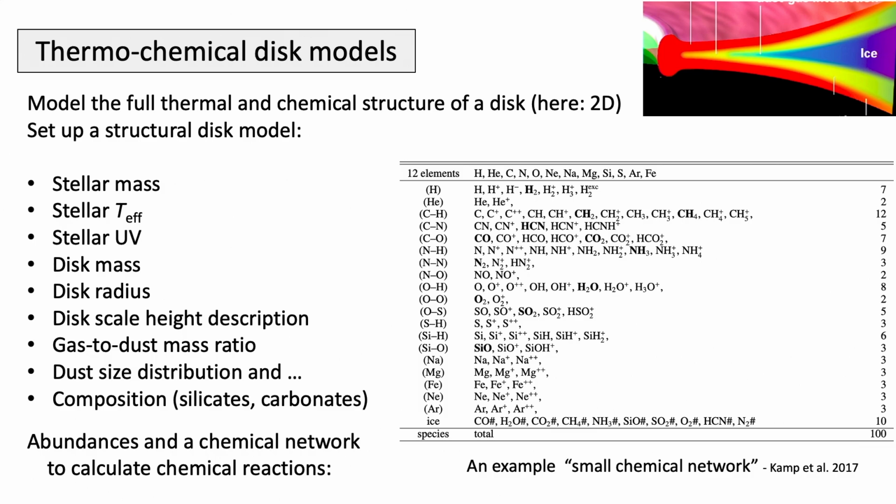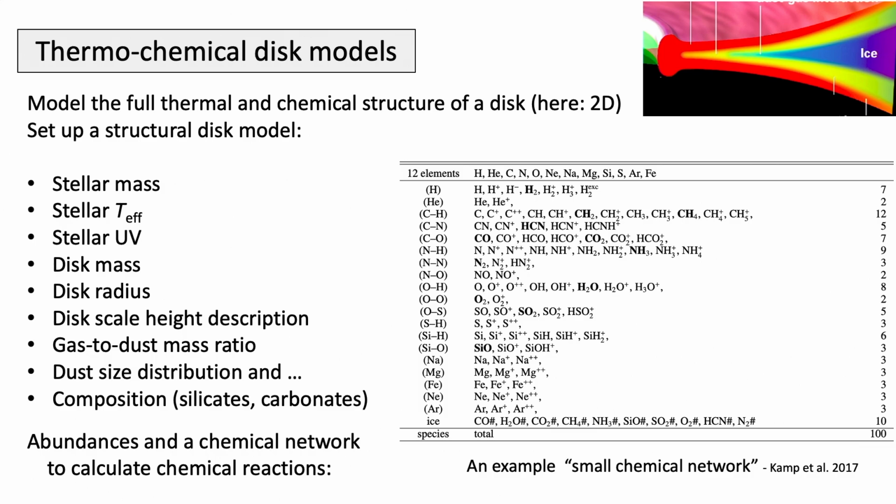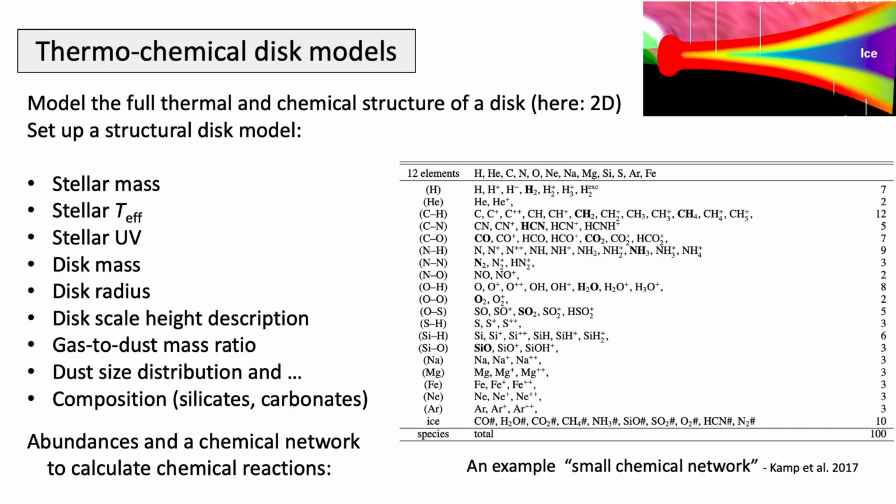We need to have the ultraviolet field. It cannot be just predicted. We need to measure it. It depends on the accretion rate onto the star. We talked about those hotspots. We need to know what the mass of the disk is. It cannot be predicted again. You have to measure it if you want to model it. The disk radius, inner and outer radius. A prescription for the disk scale height. You saw that disks widen with increasing radius. The gas to dust mass ratio, which standard would be 100, but it can be varied.